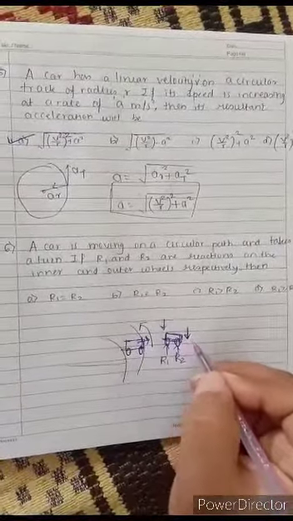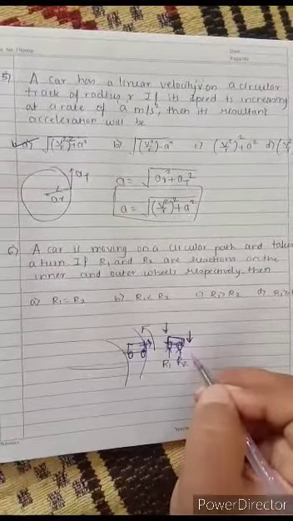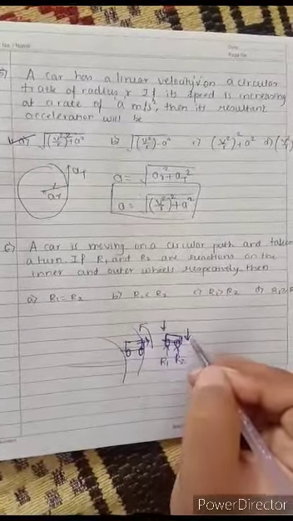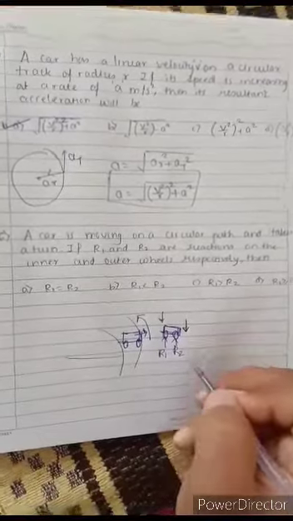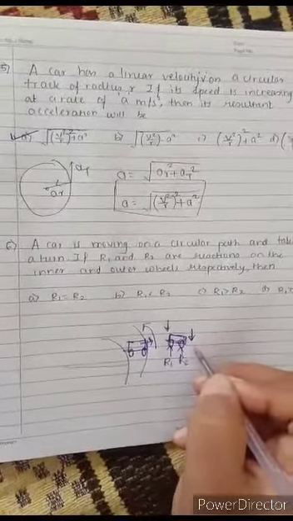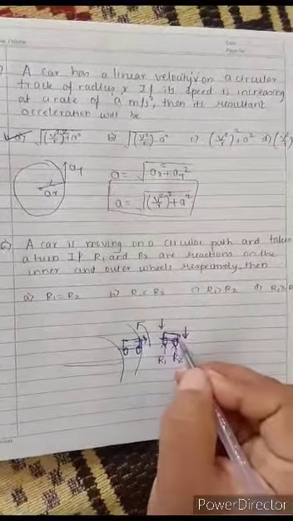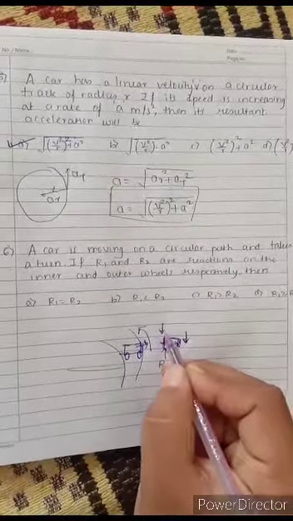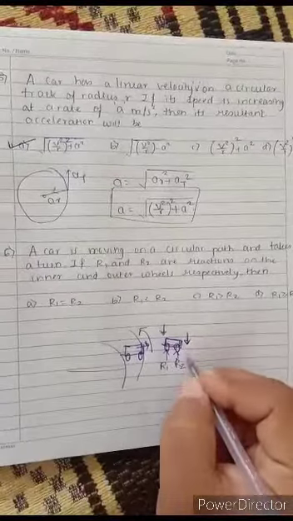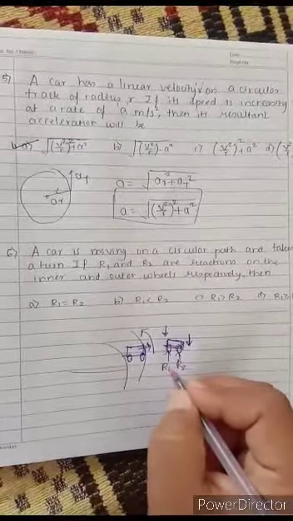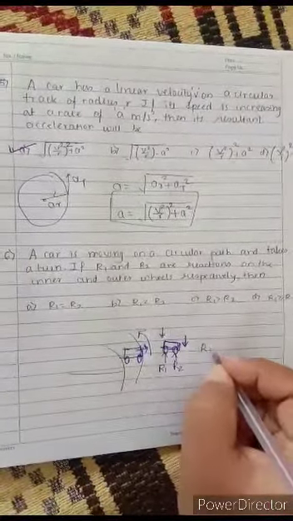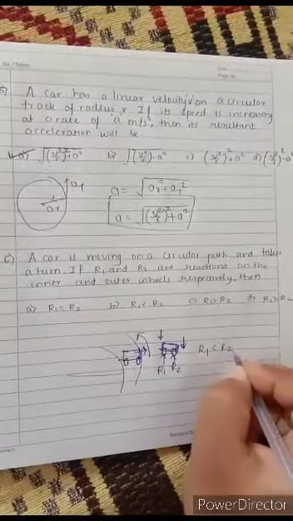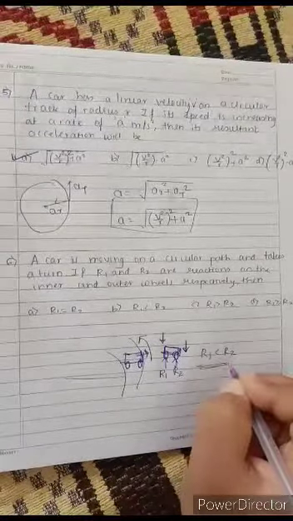So remember, by Newton's third law of motion, every action has an equal and opposite reaction. So more the downward force, more will be the upward force. Then if downward force of outer wheel is greater as compared to that of inner wheel, then of course reaction of outer wheel will be greater as compared to inner wheel, and hence we should have this one. So this should be our answer.